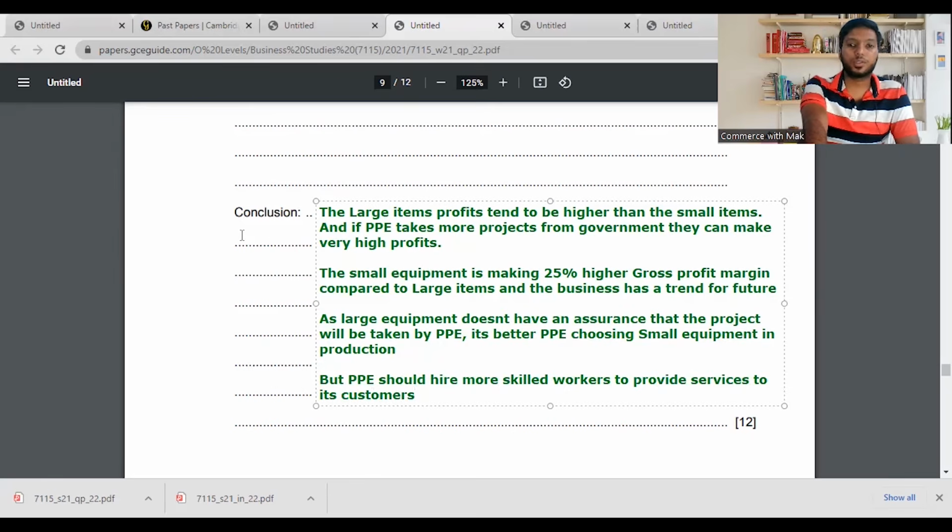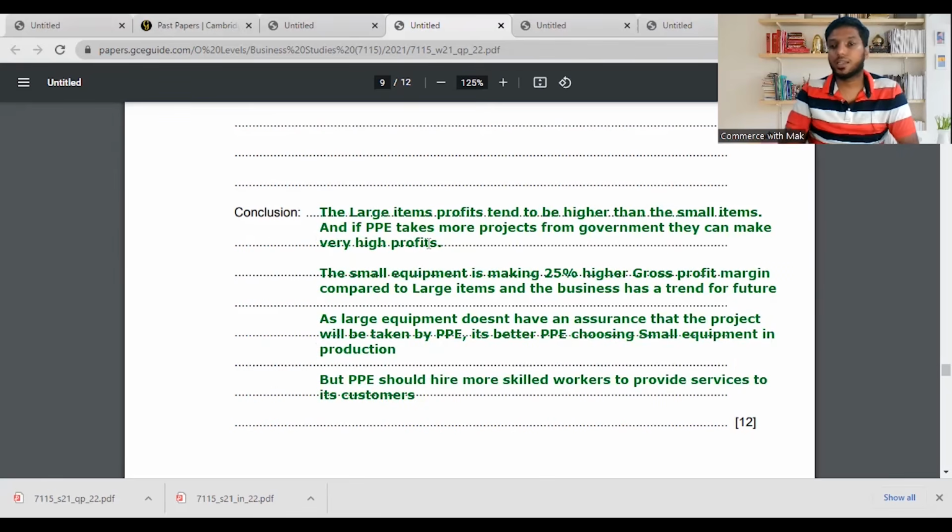So let me read the conclusion, guys. The large items profit tends to be higher than the small items, and if PPE takes more projects from government, they can make a very high profit. You might see that $1,500 was the amount of return large items gave, but 1,125 was the profit from the small items. But when they take more projects from the government, they can make more profit. But unfortunately, small equipment is making 25% gross profit margin more than the large items. But large equipment doesn't have a promise that they will be paying that money, as large equipment doesn't have an assurance that the project will be taken by PPE, so it's better PPE choosing small equipment product.